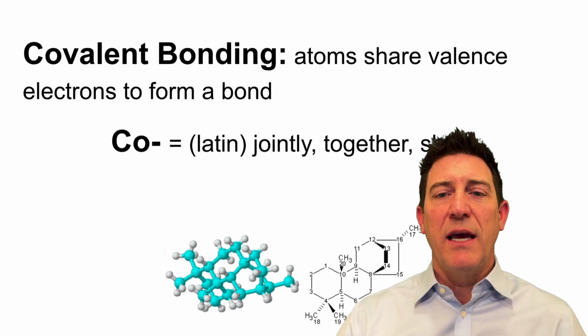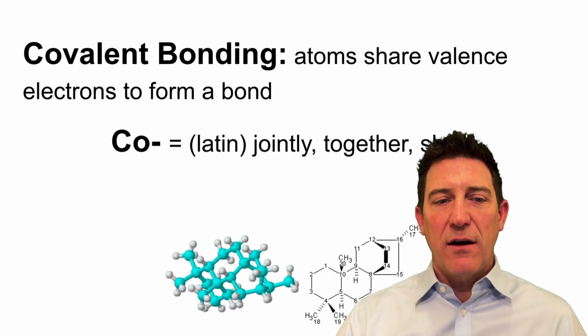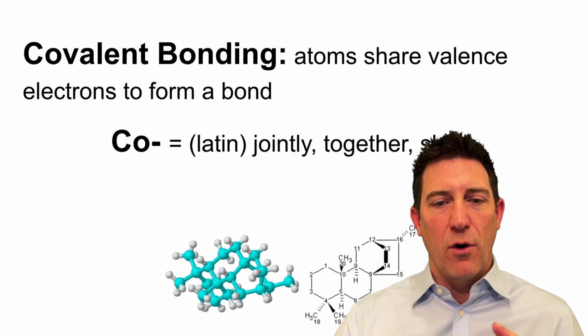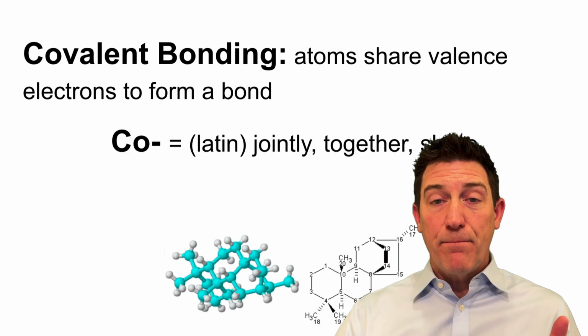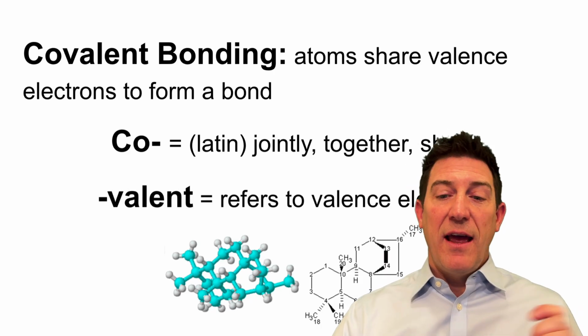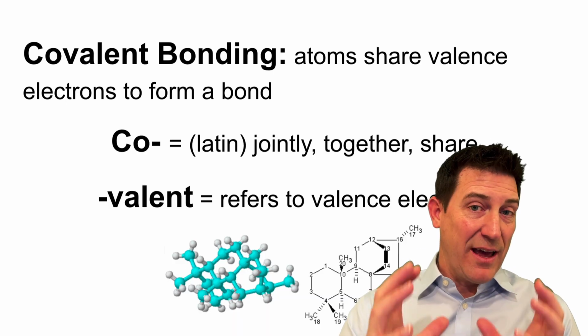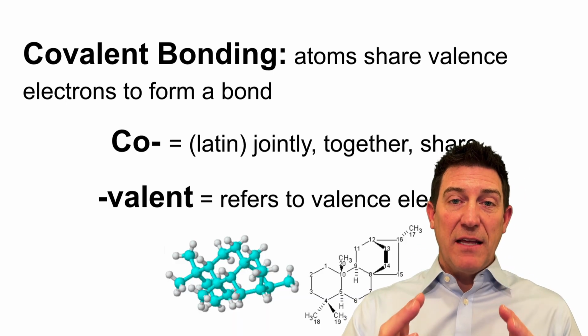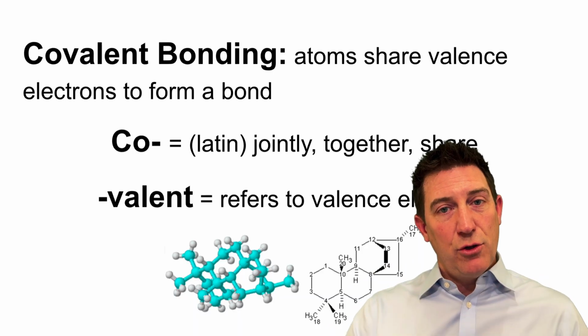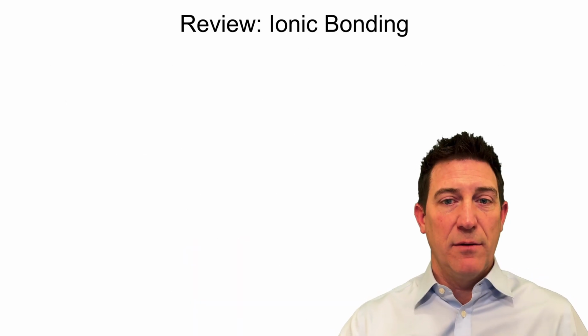So covalent bonding is when atoms share valence electrons to form a bond. If we break that word up, co means together, and valent refers to the valence electrons, which are the ones on the outermost edge. So it's the sharing of valence electrons between two atoms. That makes a covalent bond.